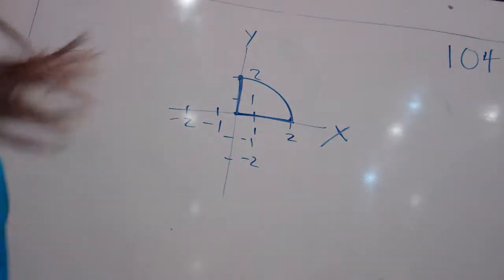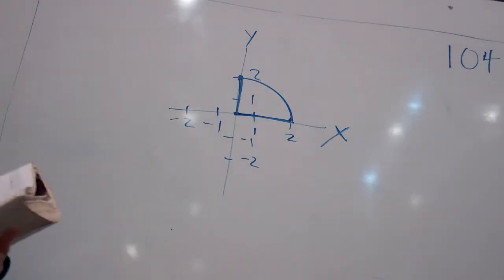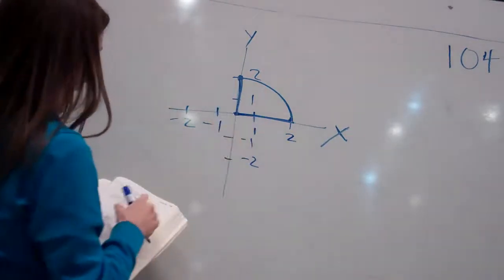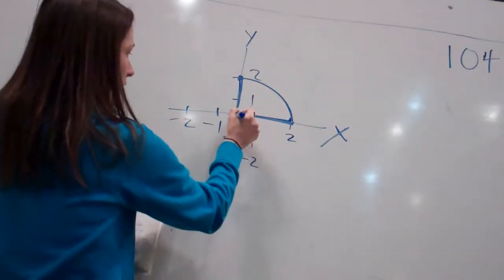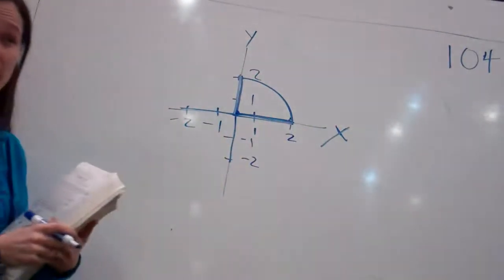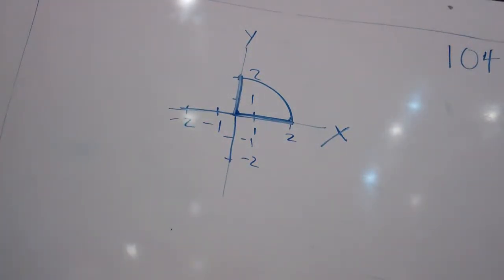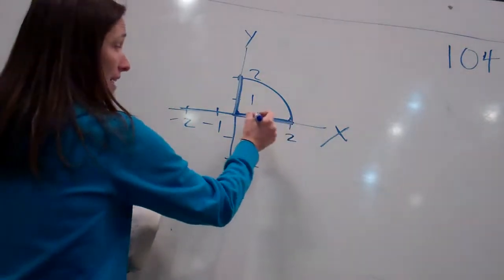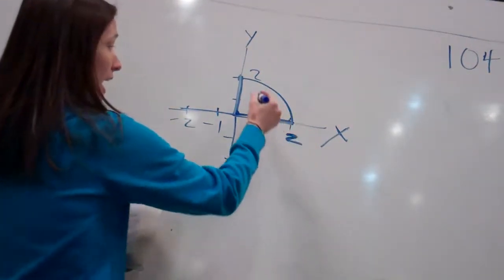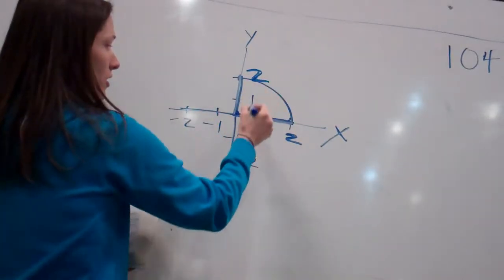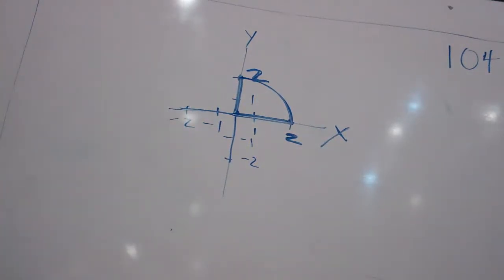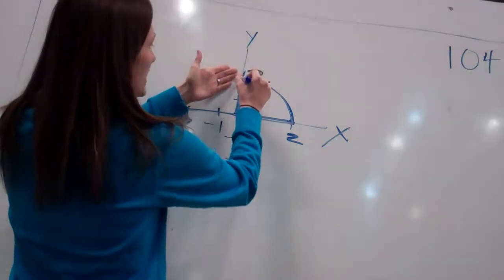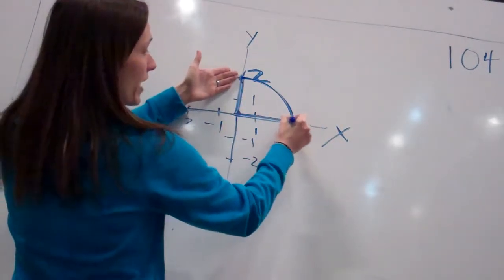Listen to the problem again so that you understand this. A minor arc with the radius of 2. Radius means from the center point out, so it could have gone here, here, here, or here. Everybody gets that? Then it says it is drawn from the positive x-axis to the positive y-axis, so the arc goes from here to here. What is the length of the arc? They're wanting to know the distance from here to here.